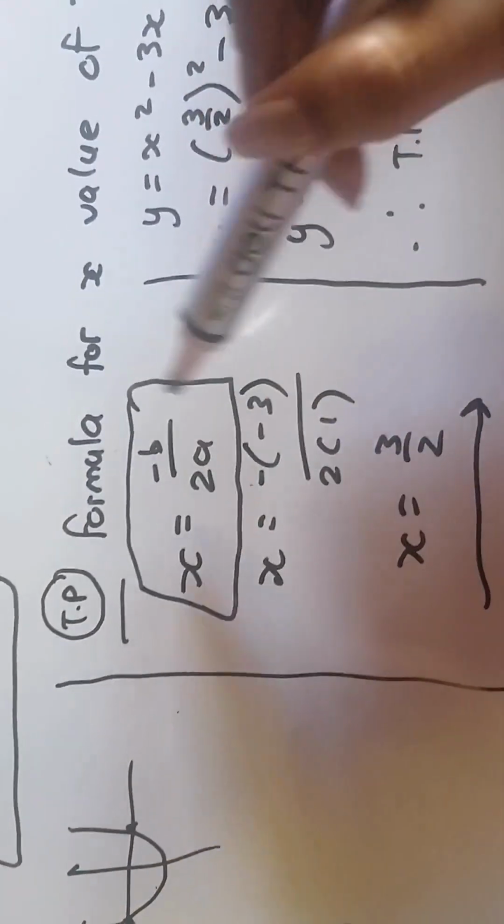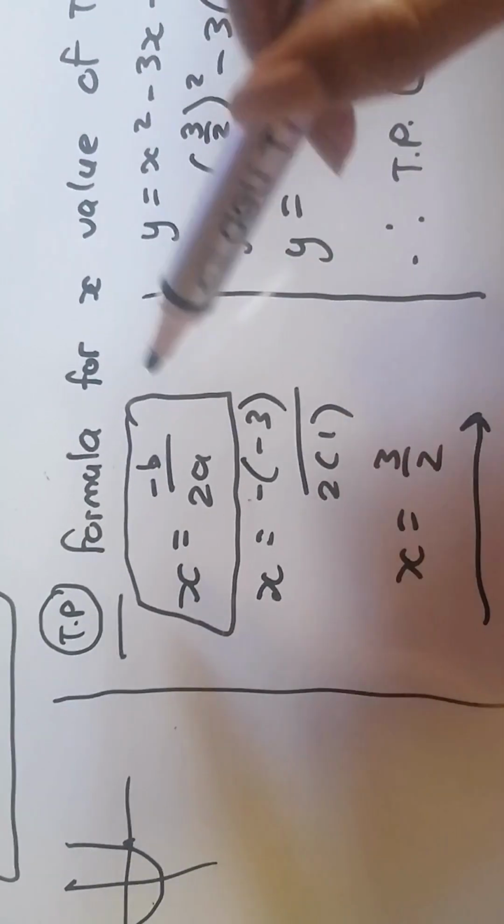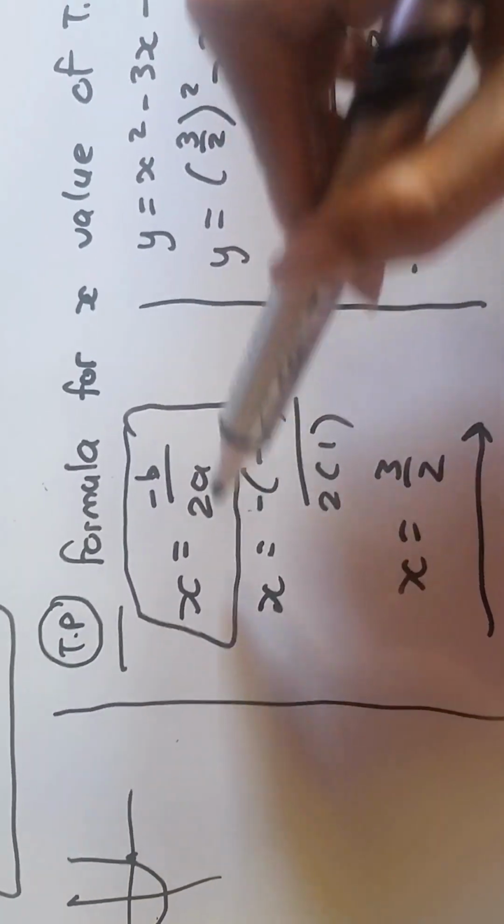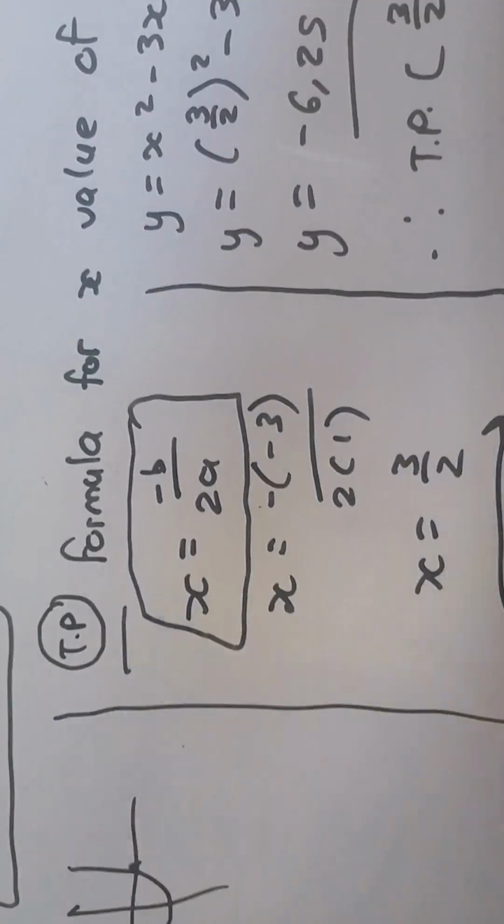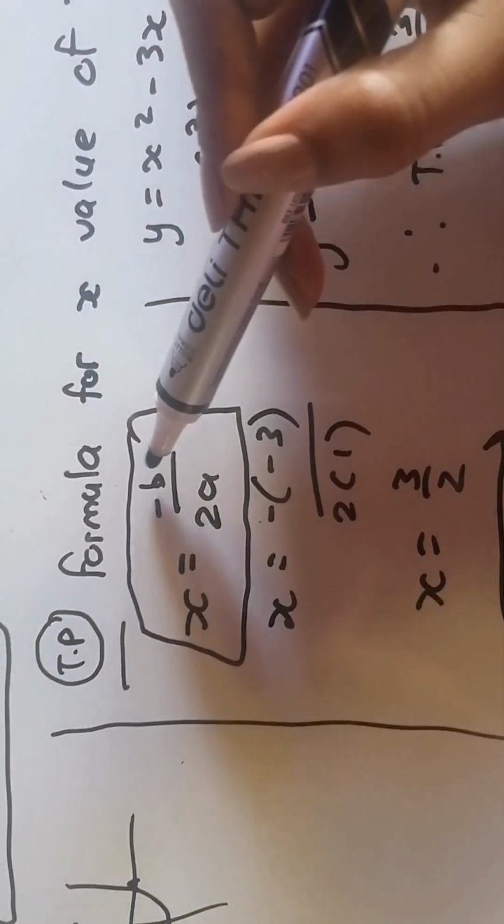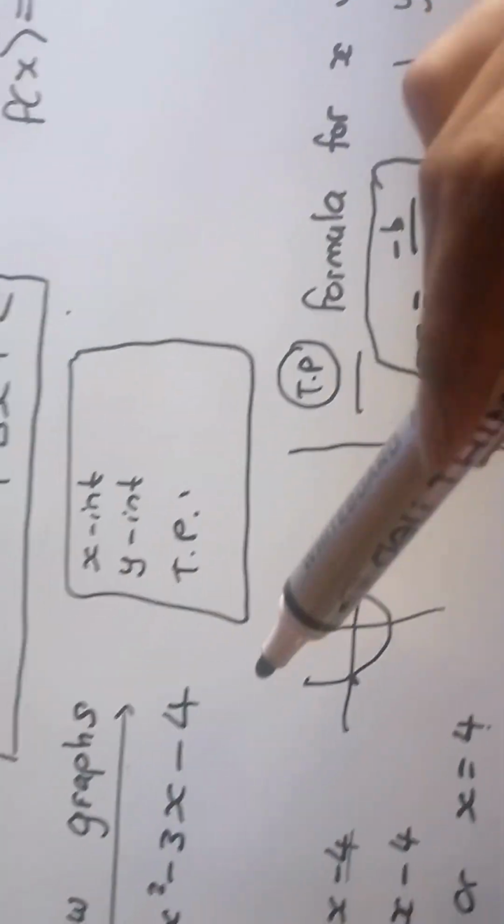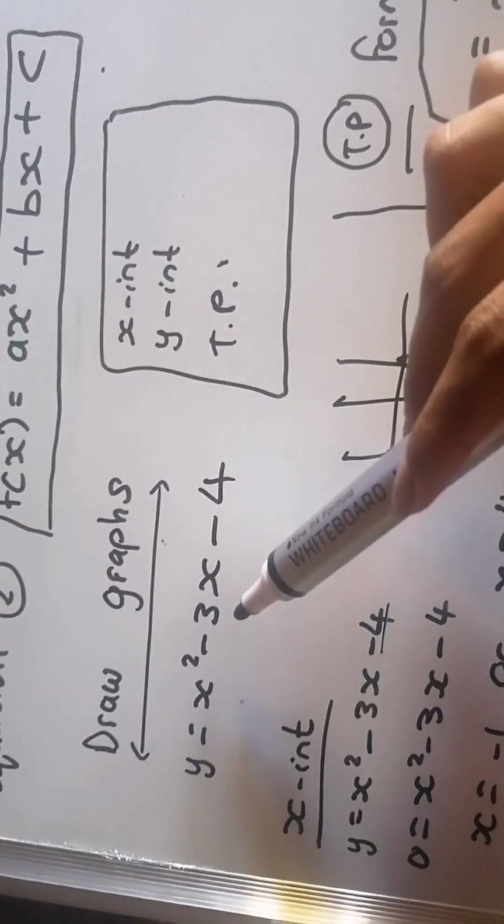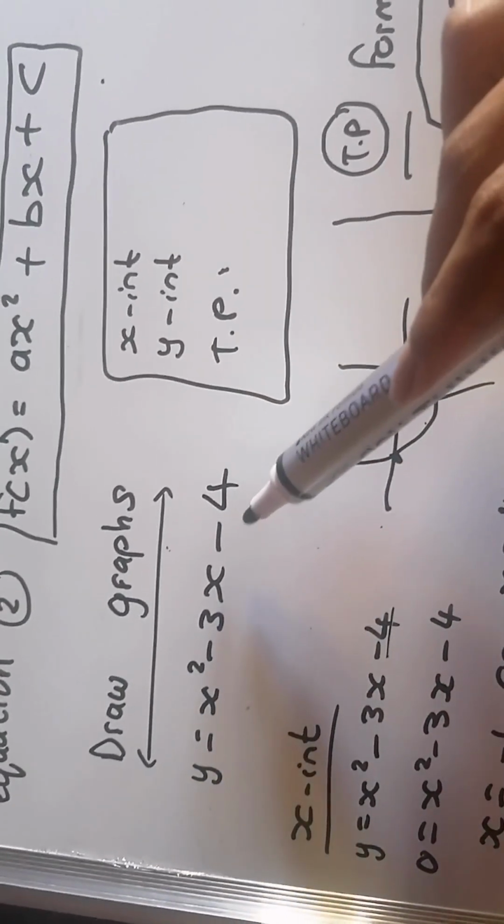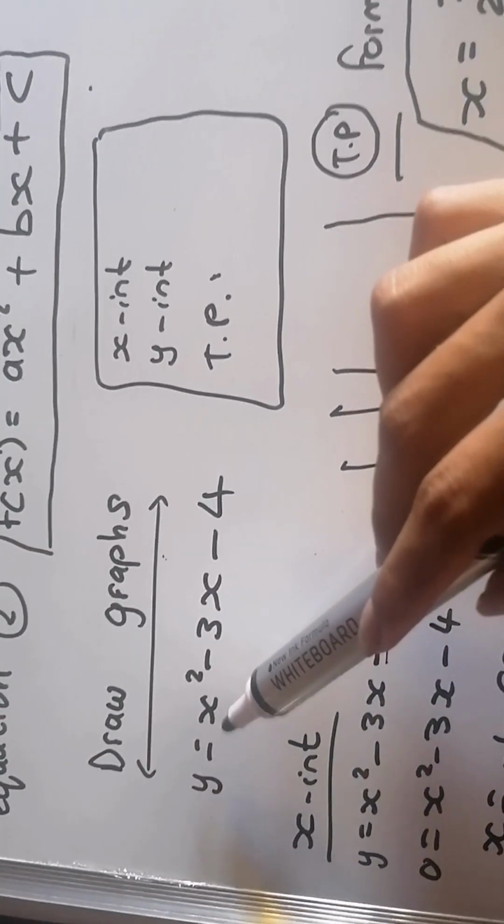So to get the turning point, I write out my equation. x is equal to minus b over 2a. Where am I getting this b and a from? See in your quadratic equation, a, b, c. So b will be minus 3, c will be minus 4, and my a will be 1 because that's in front of the x.